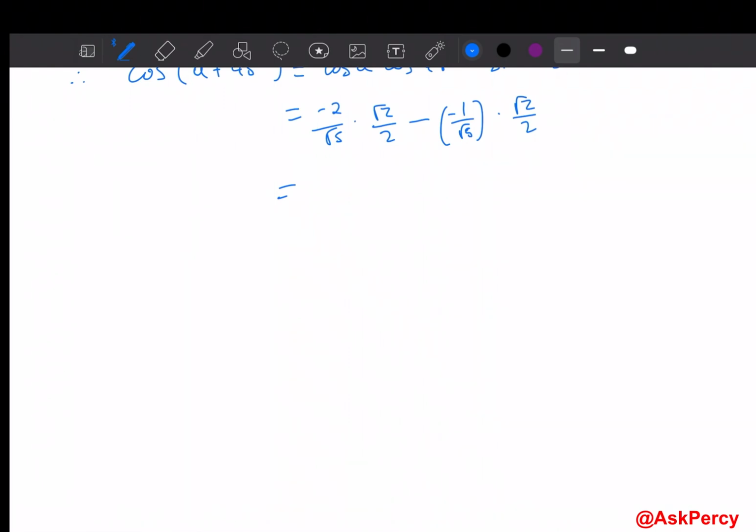So this would be -2 root 2 plus root 2 over 2 root 5. Yeah, that's your answer. You can just punch this yourself to get the final answer in your calculator. That's root 2 over 2 minus -1 over root 5. I'm punching in my calculator, so you can do that as well. I'm getting negative root 10 over 10.